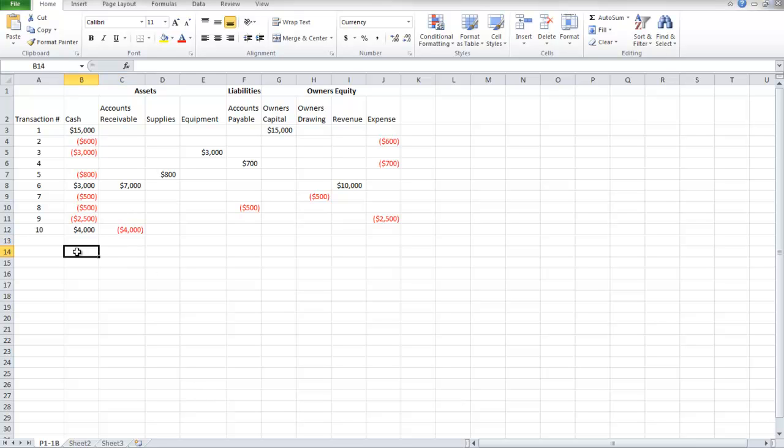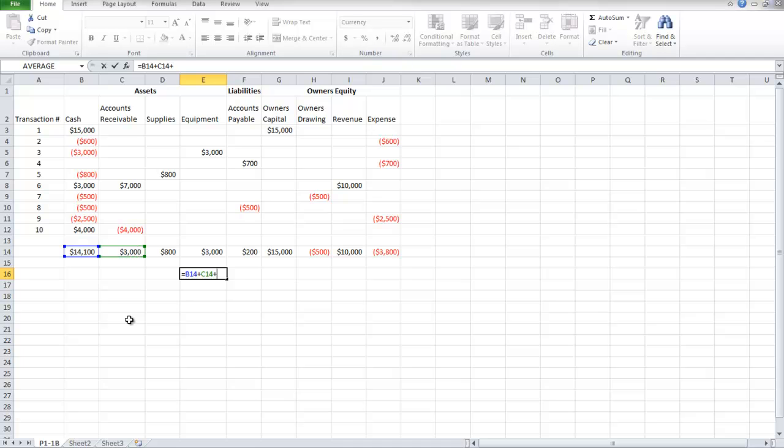Now we're going to sum each one of these accounts for every single one of the transactions that occur. Cash is $14,400, and we sum this across. Accounts receivable is $3,000, supplies $800, equipment $3,000, accounts payable $200, owner's capital $15,000, withdrawals of $500, revenue $10,000, expenses $3,800.